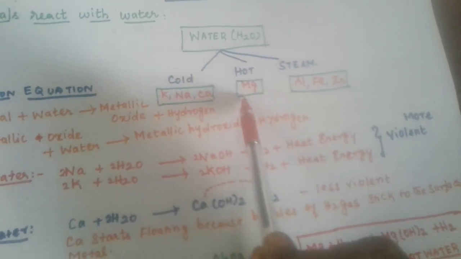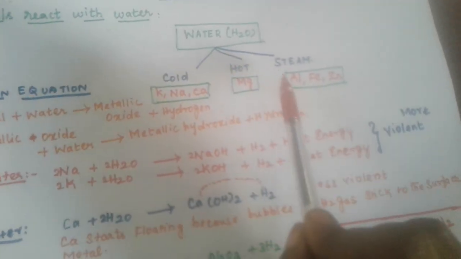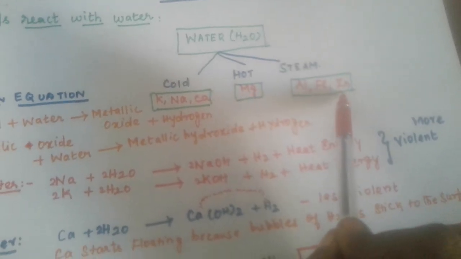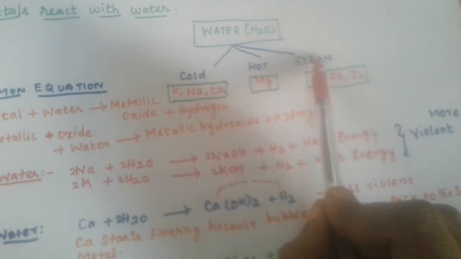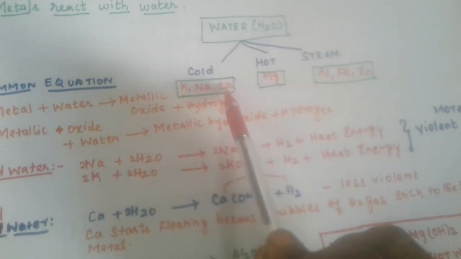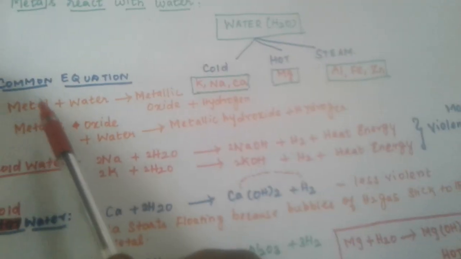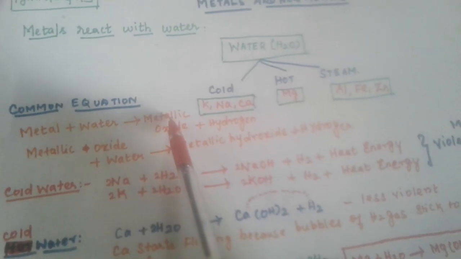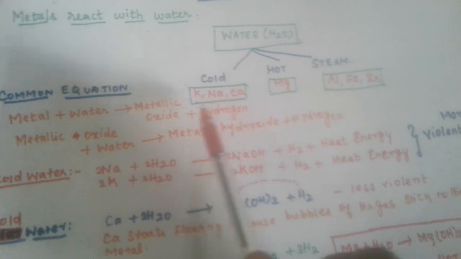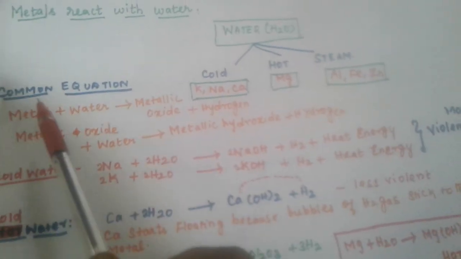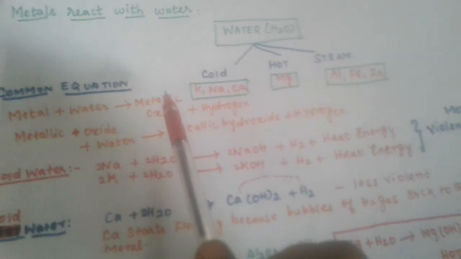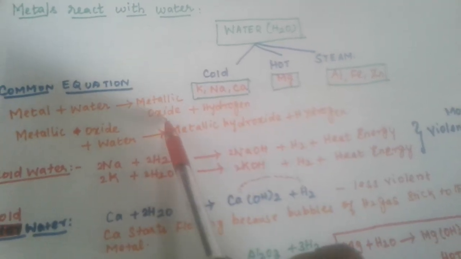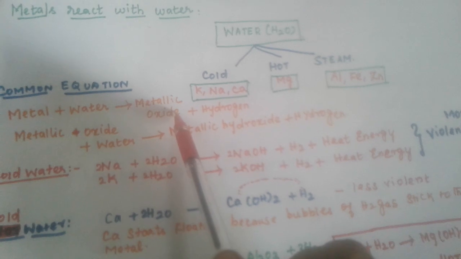Okay, magnesium reacts with hot water. Aluminium, Fe means iron, Zn means zinc, they react with steam. Okay, but now we have to study the common equation. When a metal reacts with water, it forms metallic oxide and hydrogen gas. Once the metallic oxide is formed, further it cannot react with the water.